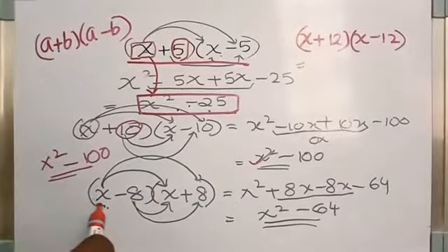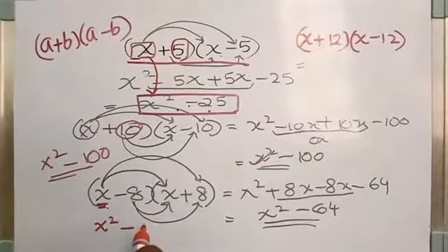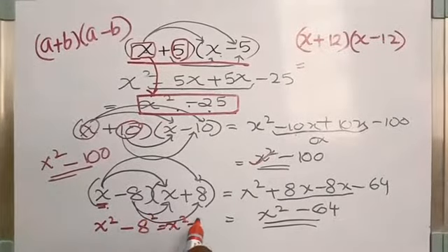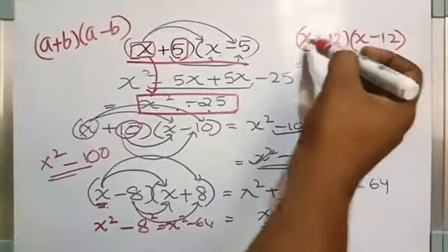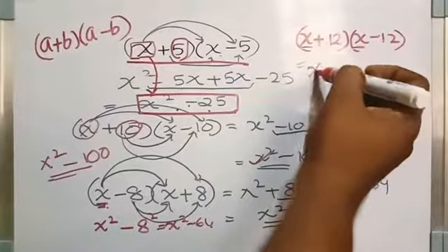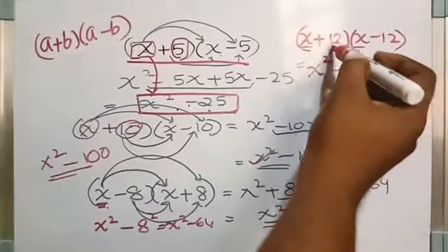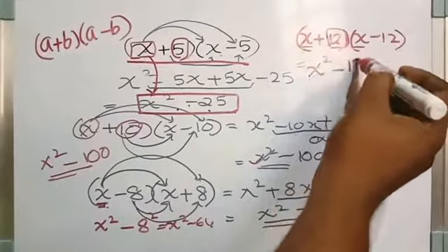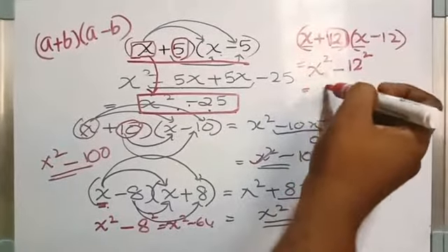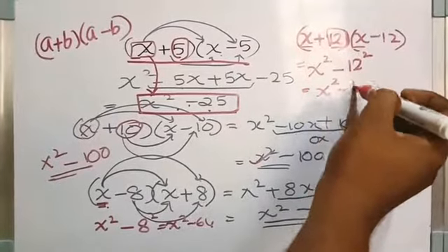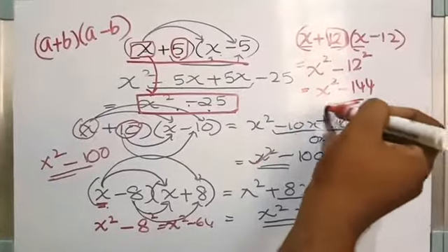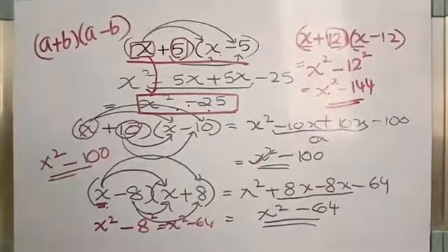Square of first term is x squared minus square of second term, which is 8 squared. That is x squared minus 64. That is the answer. Here square of first term is x squared minus square of second term, 12 squared. That is, we get x squared minus 144 as the answer. Directly we get the answer.